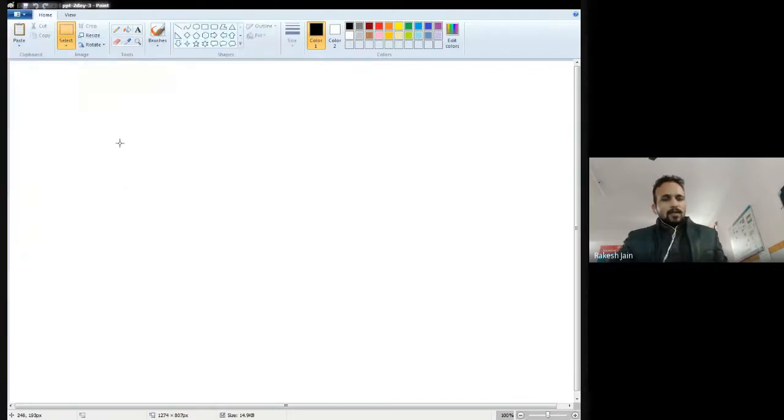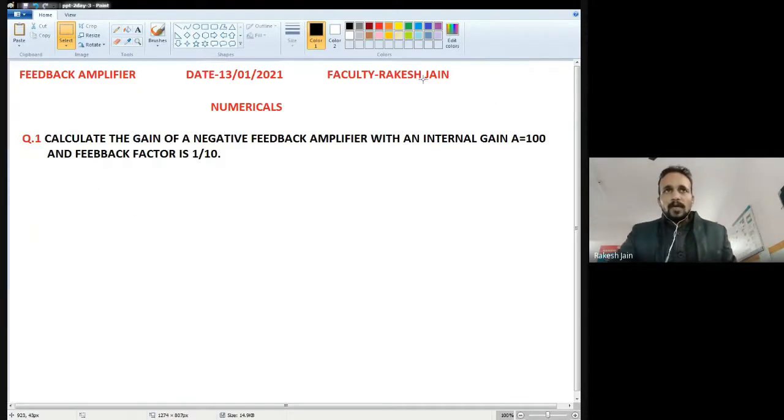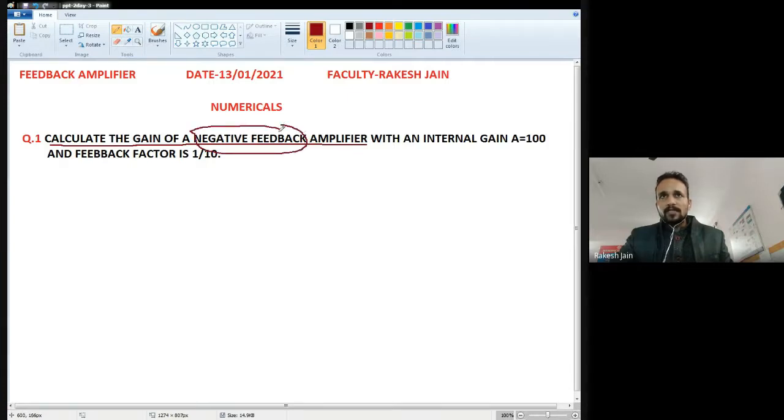So this is my first numerical. Calculate the gain of a negative feedback amplifier. Whenever negative feedback is applied, what is the meaning of gain? Gain is AF. Whenever negative feedback is employed, the gain is known as AF, with an internal gain A equal to 100. A is given as 100.